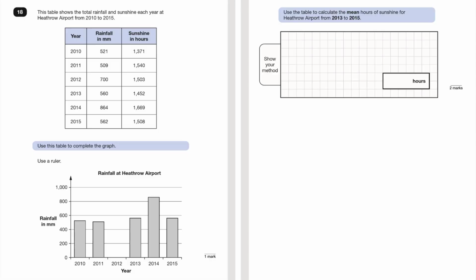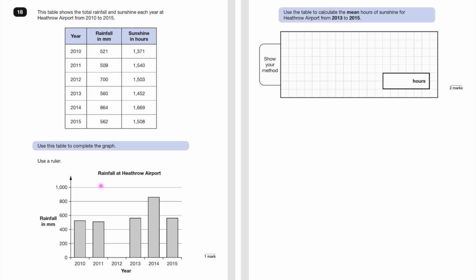Question 18. This table shows the total rainfall and sunshine each year at Heathrow Airport from 2010 to 2015. So we have our table here, and you've got the years down here from 2010 to 2015. We have the rainfall in millimetres down here next to each corresponding year. And then we have the sunshine in hours down here next to each corresponding year. Use this table to complete the graph. Use a ruler. It's very important that your lines are drawn straight. If they are not, you will not get the mark, even if you indicate the right height.